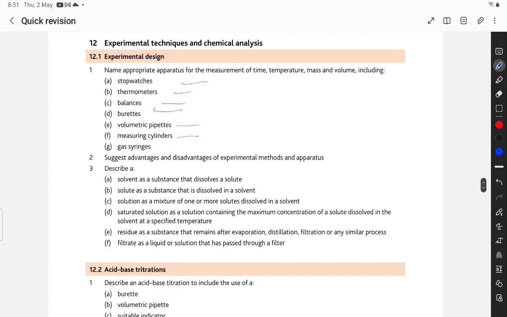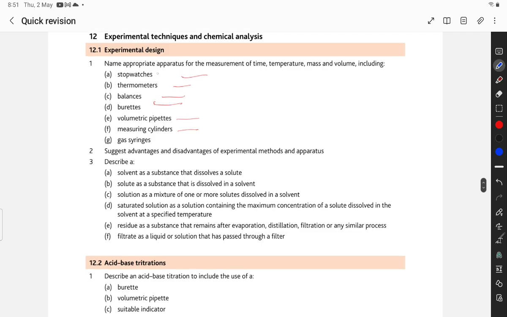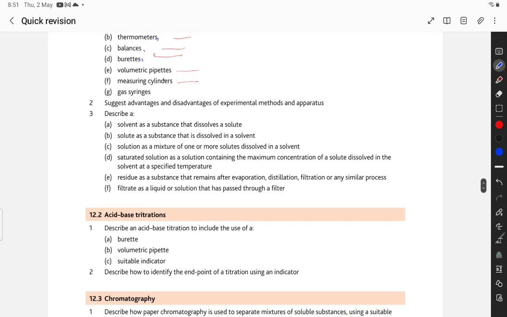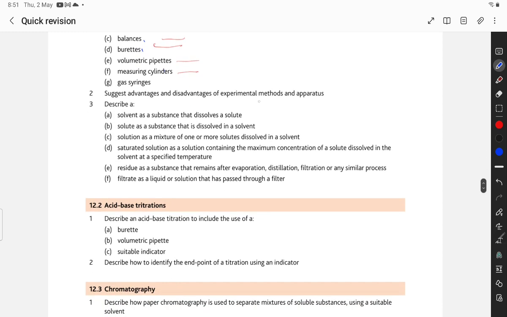Okay, experimental techniques and chemical analysis. Now, name apparatus for the measurement of time, temperature, mass, and volume: stopwatch, thermometer, balance, burettes, volumetric pipettes, measuring cylinder, gas syringe. Suggest advantages and disadvantages of experimental methods and apparatus. Solvent is a substance that dissolves. It's very important, just learn this. Learn the definitions of solvent, solute, solution, saturated solution, residue, and filtrate. Please learn these definitions.